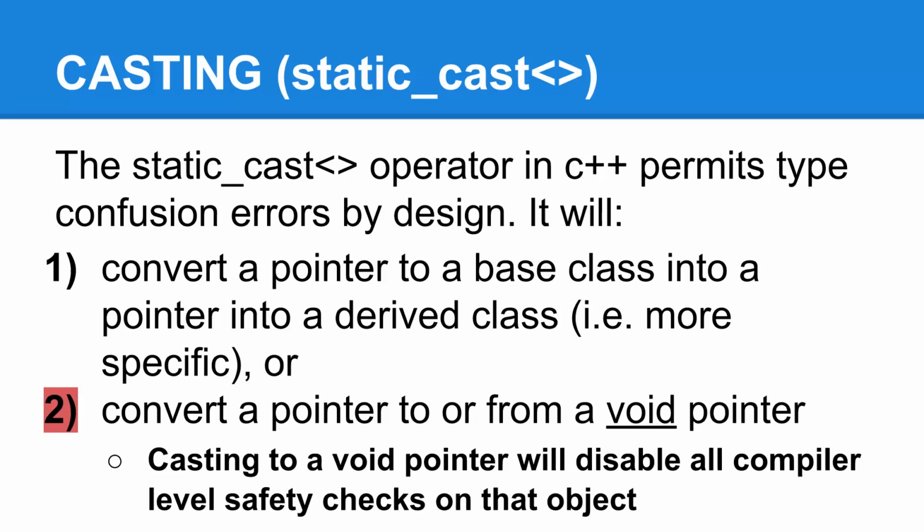By design, it is claimed to permit type confusion errors for the following two reasons. One, it allows you to convert a pointer to a base class to any derivative class, even if it's unsafe. In most cases, depends on the compiler there, however. And two, as I've said before, that it allows you to convert to or from any void pointer, and doesn't complain about this. Casting through a void pointer often disables all compiler level safety checks on an object.